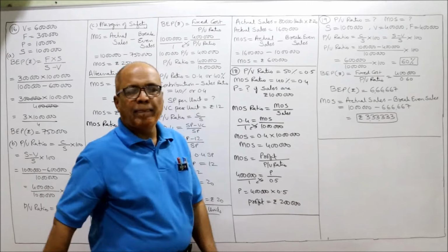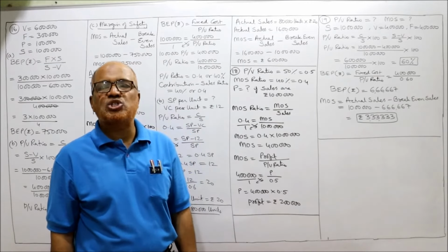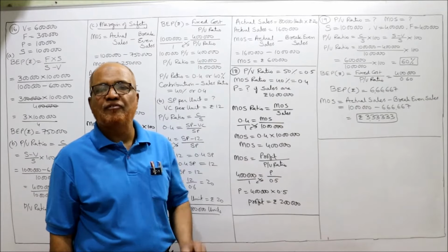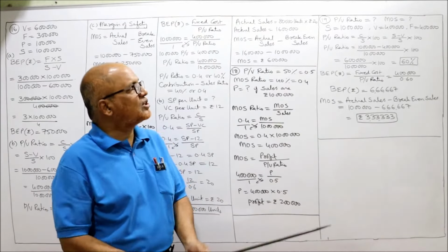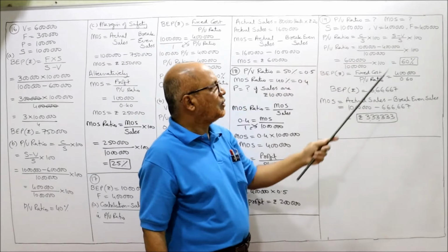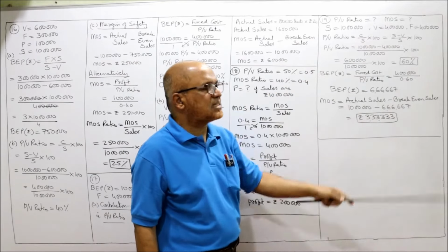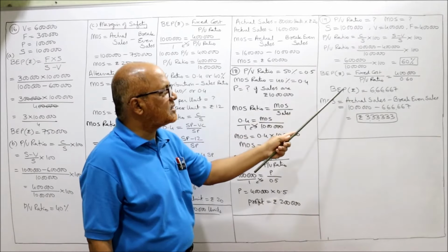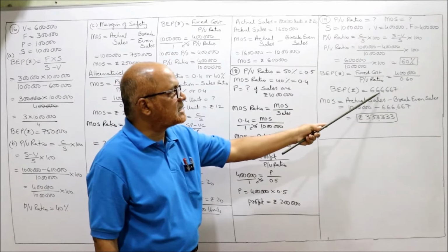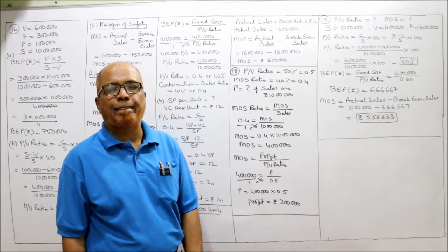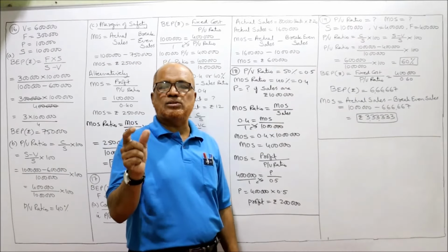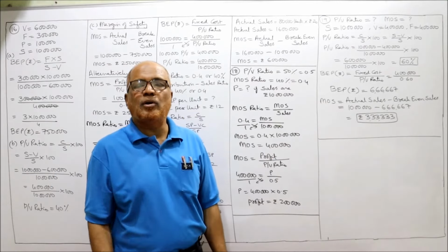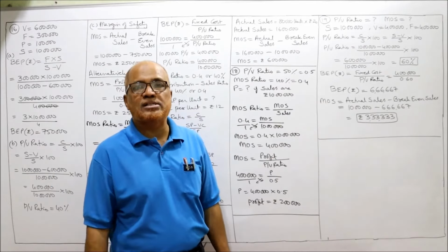Now BEP. BEP in rupees is equal to fixed cost by PV ratio. Fixed cost is given in the problem, 4 lakh. So 4 lakh divided by 0.6, that is 60%, you will get 6,66,667. This is the BEP. But why have I calculated BEP? Because by using BEP, I will calculate MOS.